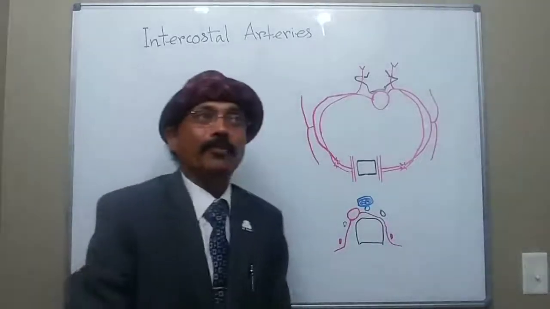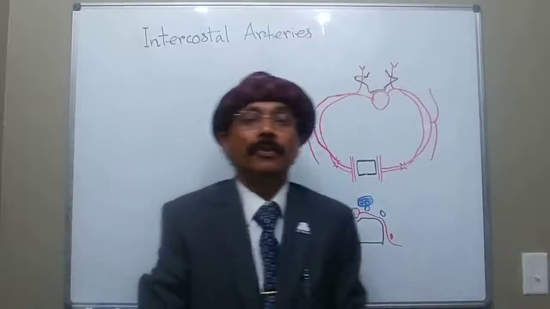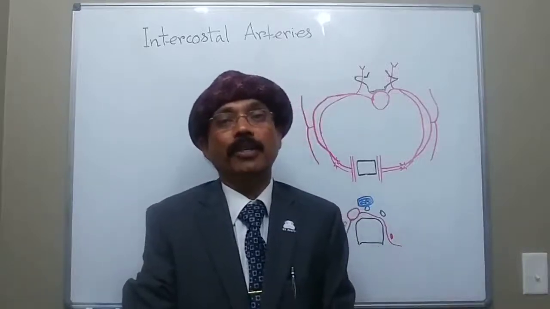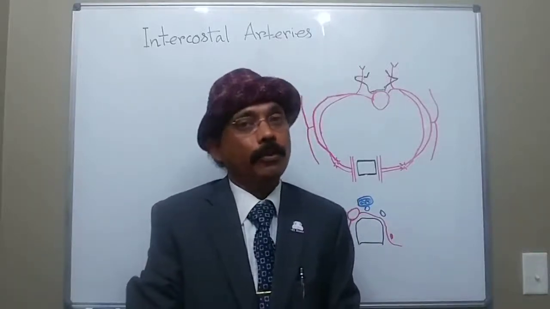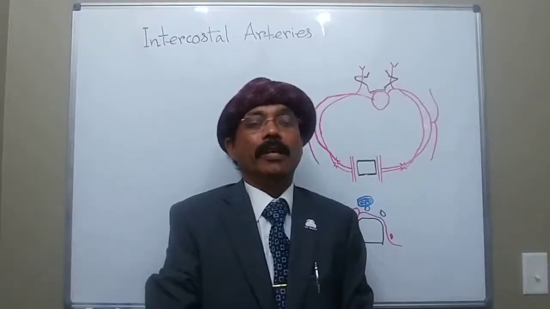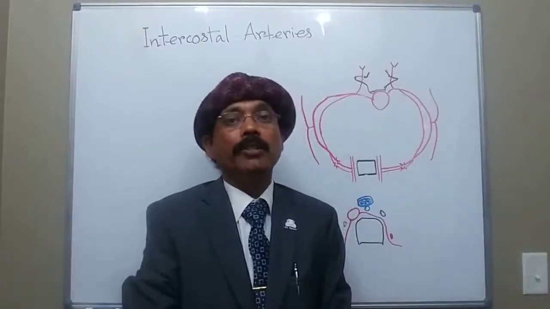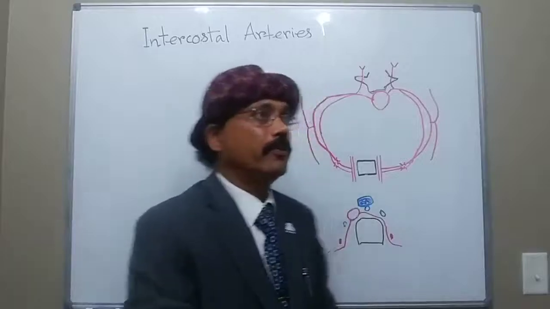Each intercostal space contains one posterior intercostal artery and its collateral branch and two anterior intercostal arteries.